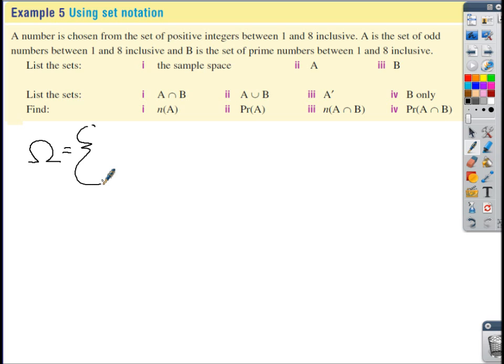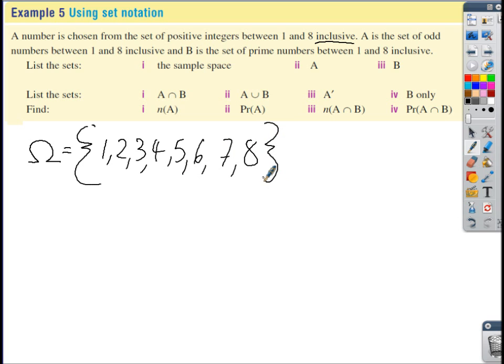So the inclusive means that 1 and 8 are both in the set, and positive integers just means positive counting numbers. So 2, 3, 4, 5, 6, 7, and 8 are all in my set. Let's have a look at A. A is equal to the set of odd numbers between 1 and 8 inclusive. That word again means include 1 and 8 when you're thinking about it. So the odd numbers are 1, 3, 5, and 7.